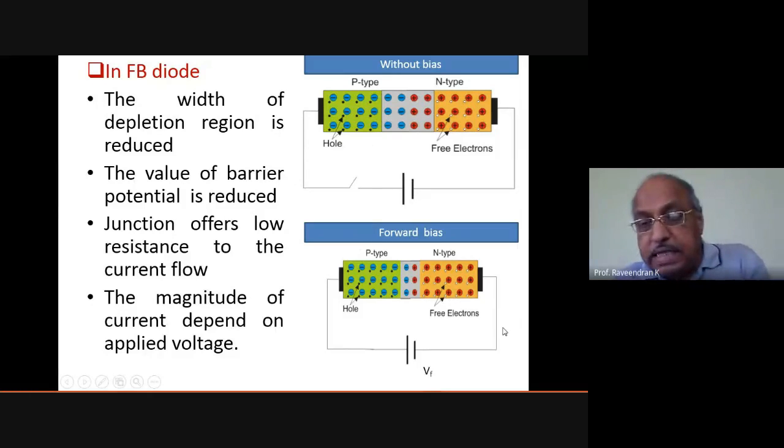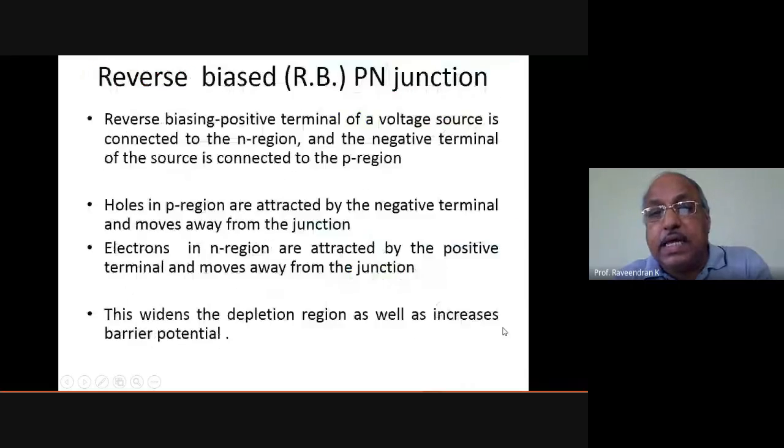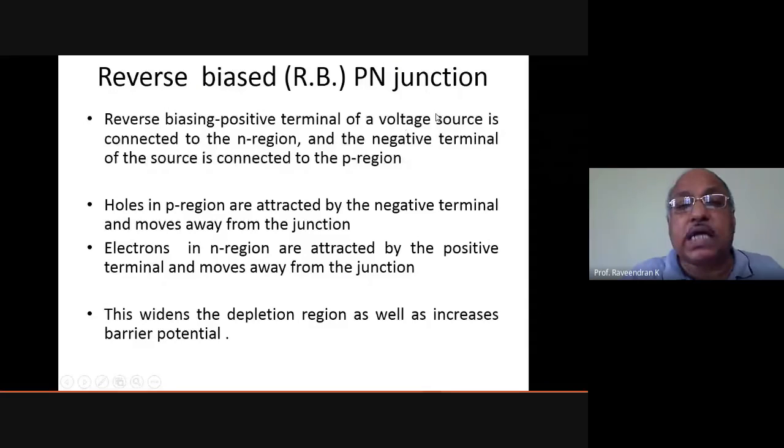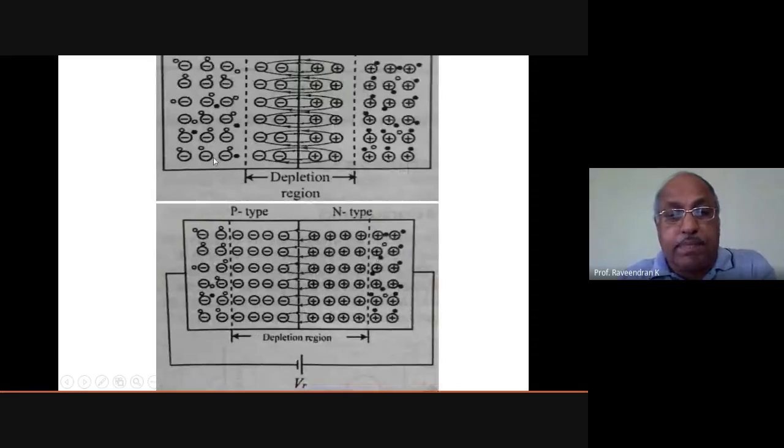And in the reverse biasing, what is the reverse biased condition? The positive terminal of the voltage source is connected to the N region of the PN junction, and the negative terminal of the source is connected to the P region, as shown here. So the P-type region is connected to the negative terminal and the N-type region is connected to the positive terminal. In this condition, we say that this particular PN junction is reverse biased.